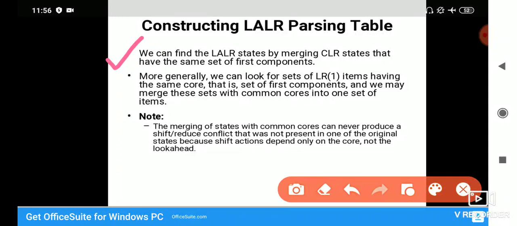So what do we do in LALR? We try to combine these first components together. We make the union of these. That is what is said in the first point, we merge.